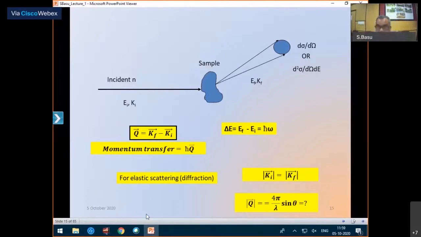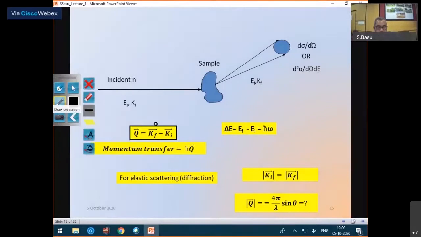So this is the scattering process. Once the neutron is scattered by the sample, it is detected in a neutron detector. In this scattering process, there are two things happening: one is a change in momentum, and the other is a change in energy. This is important for all of us to understand, that we are studying material through a scattering process.